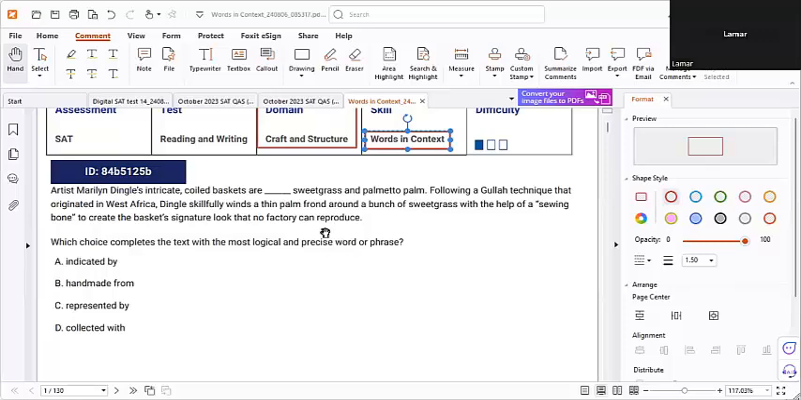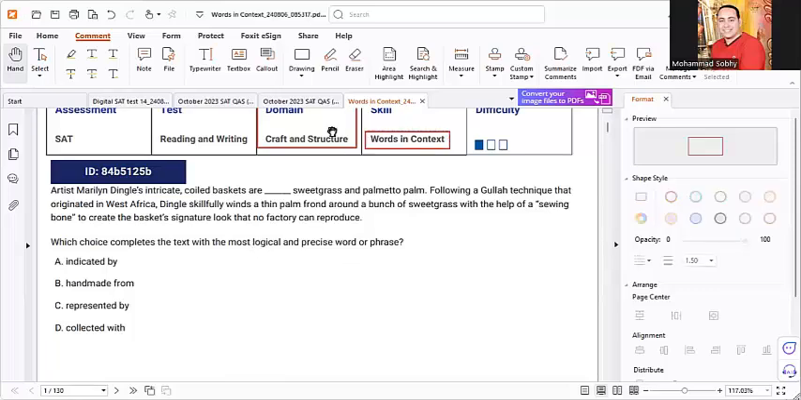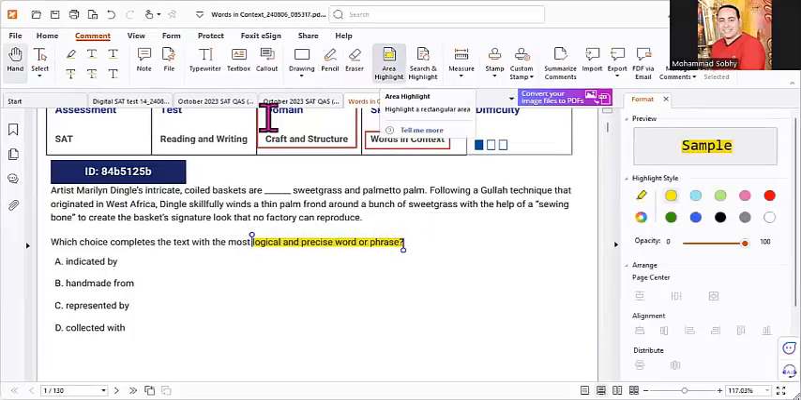Here, which choice completes the text? He needs a logical and precise word or phrase. Here, the same thing, words in context. You can figure out the meaning: indicated by, handmade, represented by, collected with. It's not a peculiar word, no strange words. Guys, is there any unknown or strange word?